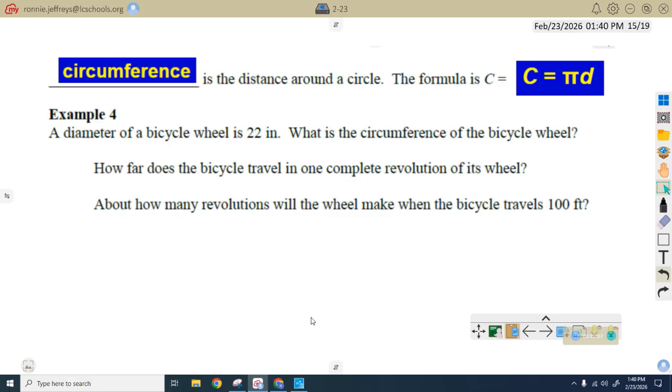So, circumference, okay, is my favorite night of the round table. It's the distance around the circle. Okay, it's basically the perimeter of the circle. And the formula is C equals pi d, d pi, doesn't matter. Now, when we're calculating this, we're going to leave it in terms of pi. Okay, so it's whatever the numbers are, pi.